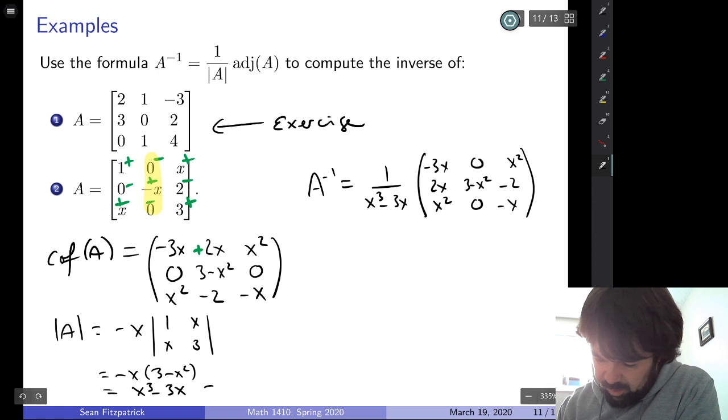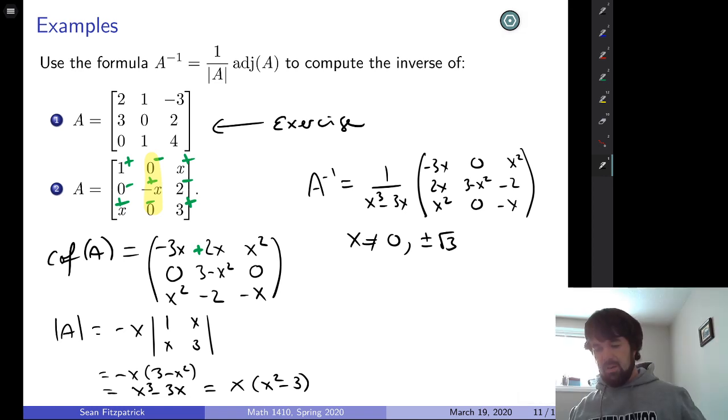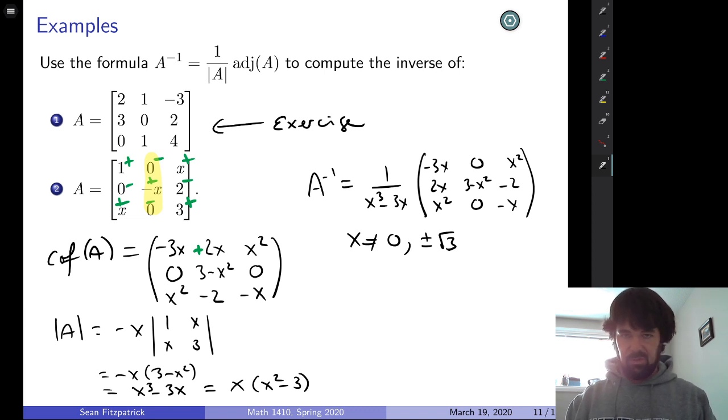And I guess we should also point out that this makes sense as long as x is not equal to 0 or plus or minus square root of 3, right? Because those are going to be the values of x where the determinant is 0, and so the matrix is not invertible for those values where the determinant is 0.